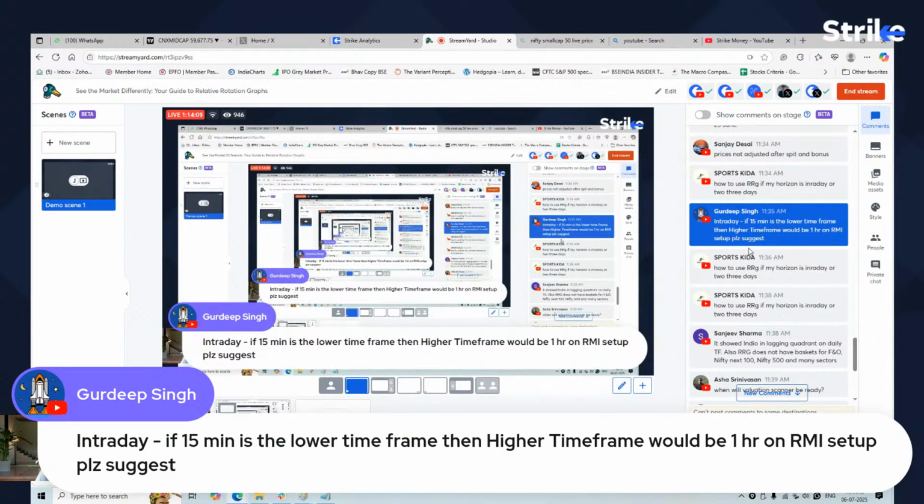If 15 minute is the lower time frame, then the higher time frame would be 1 minute on RMI setup? Yes, for the RMI setup you can do that, Gurdeep Singh. You can probably use 15 and 30 also as a combination, or 15 and hourly. It totally depends. If it is intraday, you might want a faster signal, so I think 15 and 30 minutes would be a good combination to look at.